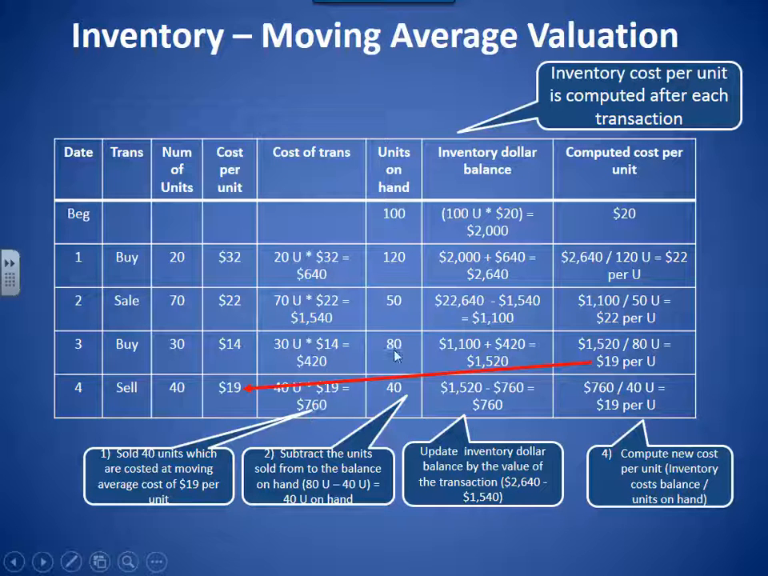The units on hand started out at 80. We sold 40 units, so we have 40 units remaining on hand. We take the $1,520 beginning balance from our previous transaction. Now we subtract out the $760 cost from our present transaction, and we have $760 remaining in our inventory dollar balance. So our $760 remaining divided by the 40 units that we still have on hand shows that our average cost is $19 per unit.